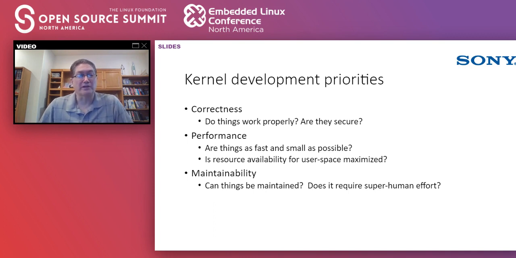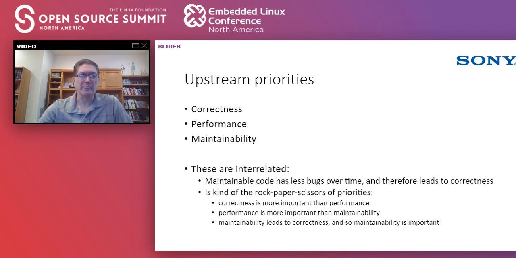And then the last priority, and it's a very big priority, is maintainability. Can things be maintained? Does it require superhuman effort, or can mere mortals come and maintain the kernel? So if you look at these upstream priorities, they're really interrelated. Maintainable code has fewer bugs over time and therefore leads to correctness. So you could make the argument that maintainability is actually more important. It's kind of like rock, paper, scissors, where correctness is more important than performance. Performance is more important than maintainability. But if you don't have maintainability, you're going to lose that correctness. And so that's also very important.